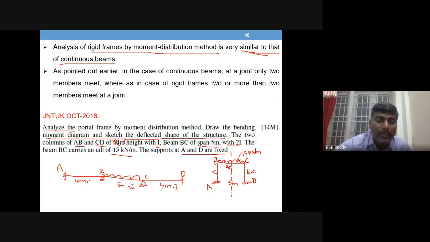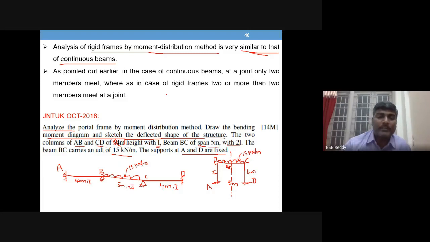Okay, so just very similar to that continuous beam with fixed supports, right? So this is also try as your assignment question. Okay, so any frame without sway is to be dealt just like the continuous beam.